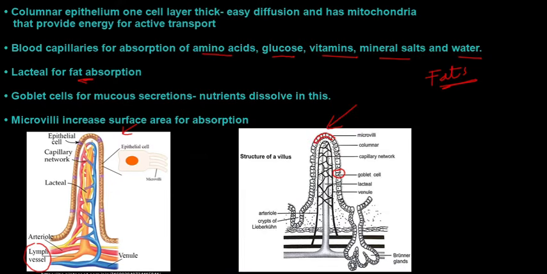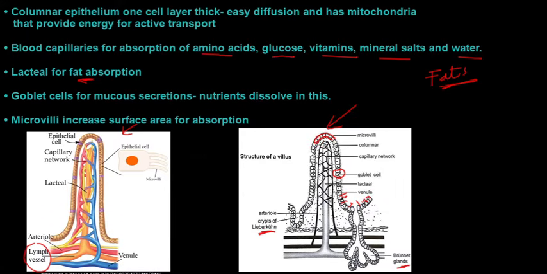Then we also have microvilli that increase the surface area for absorption. They're not very clear on either of these diagrams, but the microvilli are basically all around the villus, and they help for absorption to increase the surface area. Then there are two structures that are not listed here, but the first one is the crypts of Lieberkühn, and then the next is Brunner glands.